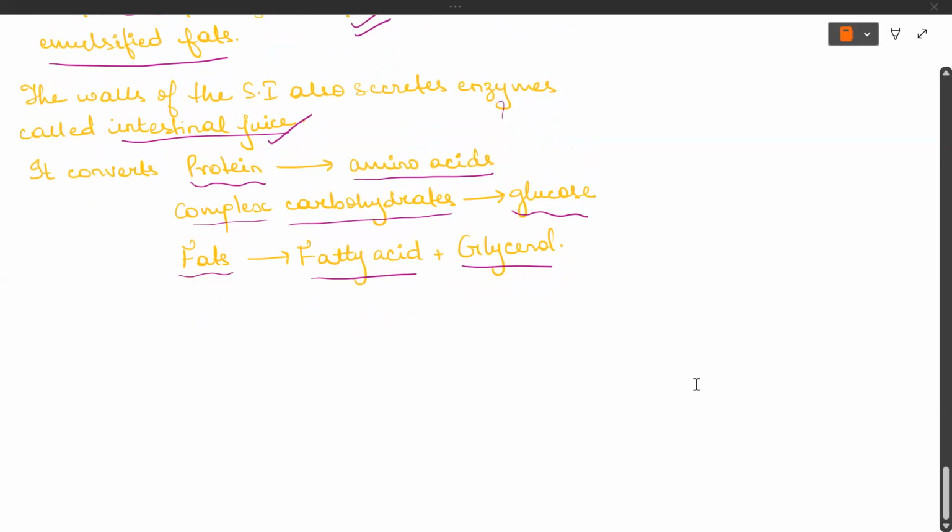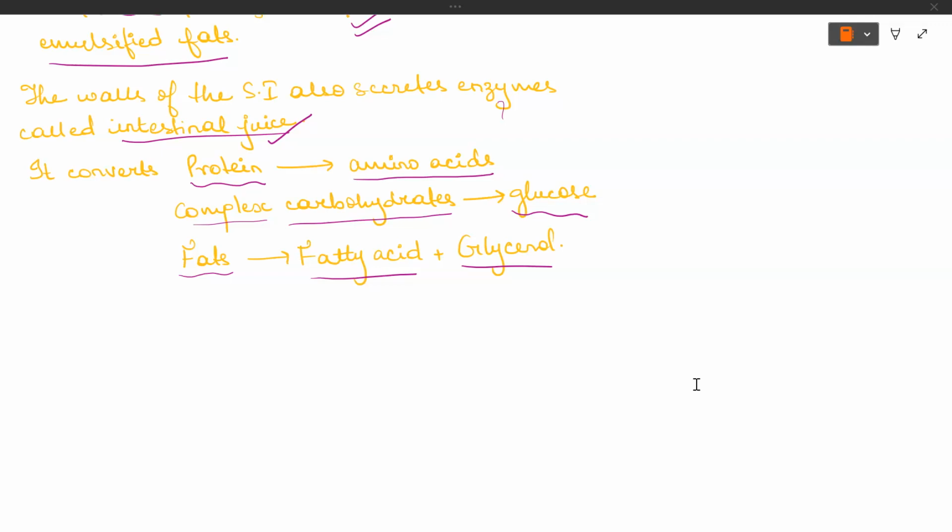The proteins are converted into amino acids. Then complex carbohydrates are converted into glucose. And finally, the fats are converted into fatty acids and glycerol. So you can see that the major digestion takes place in the small intestine.